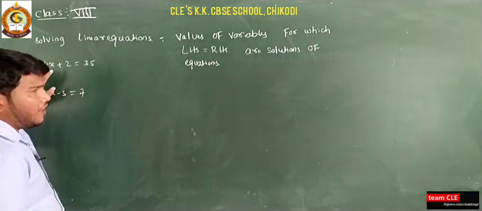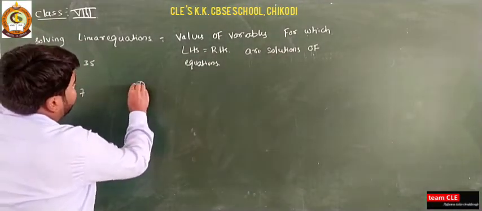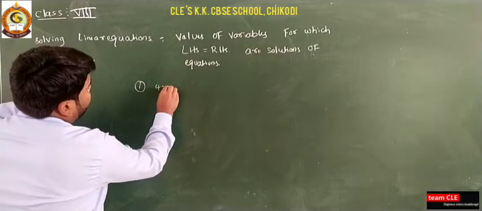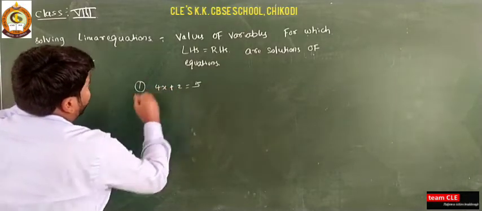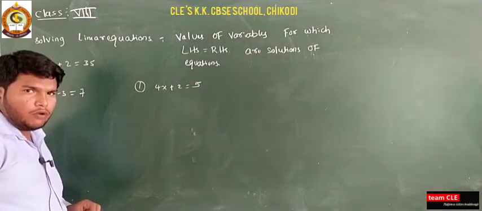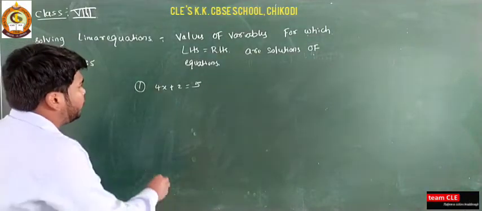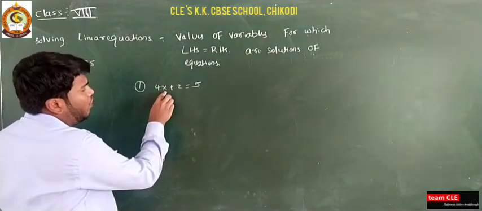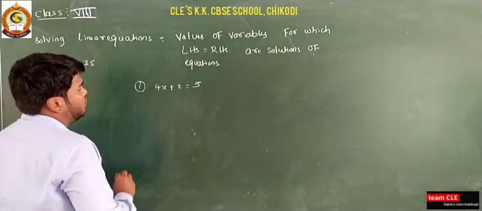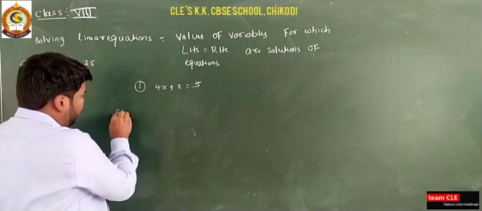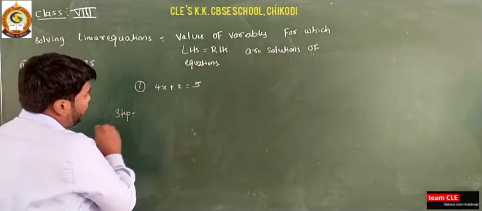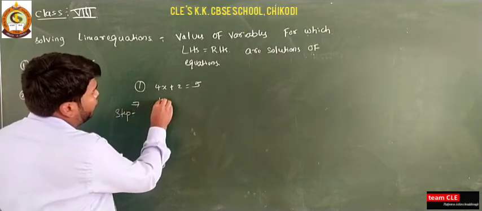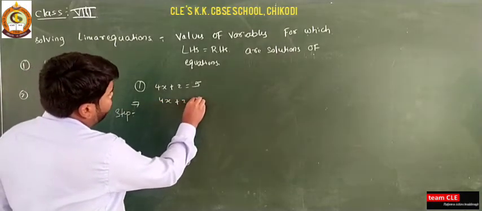The first question, find the solution of the first example, that is 4x plus 2 equals 5. So this is one method I am going to solve, and then one more method. So see here, first one, find the solution of 4x plus 2 equals 5. Step 1, first write the given thing, that is 4x plus 2 equals 5.